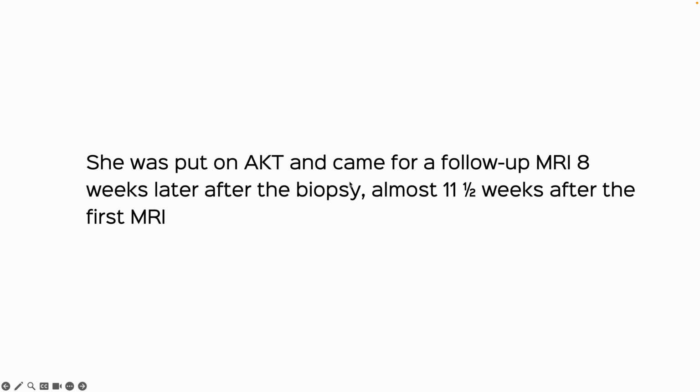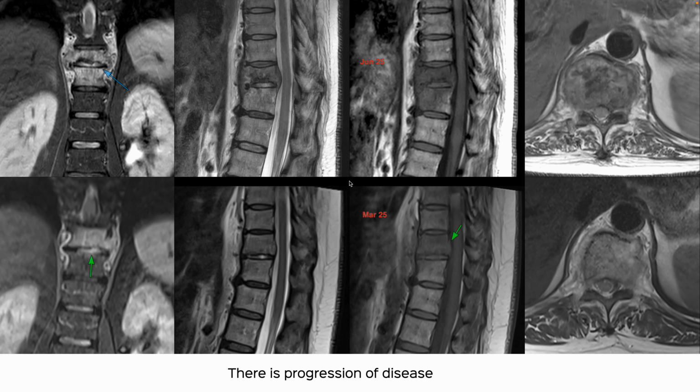She was put on AKT and then came for a follow up MR 8 weeks later because her pain wasn't really going away. So this was about 11 and a half weeks after the first MR. And you can see the four rows. You've got a STIR coronal, T2, T1 sag, and a T2 axial. And there's clear progression of disease between the two MRs, which are about 11 and a half weeks apart, right?